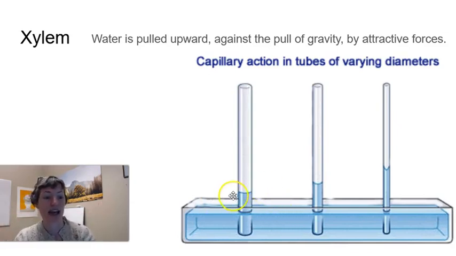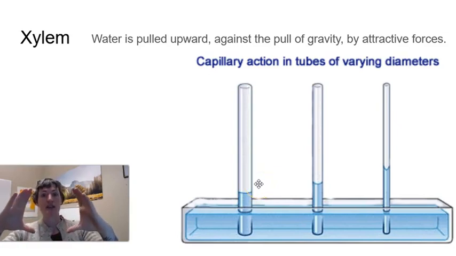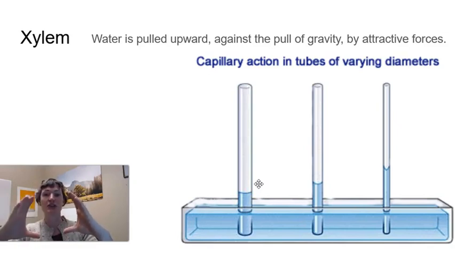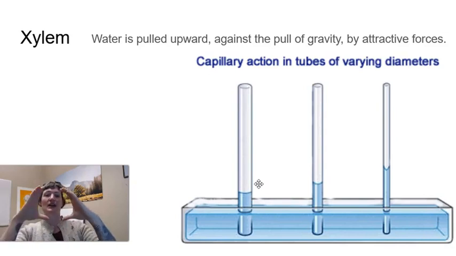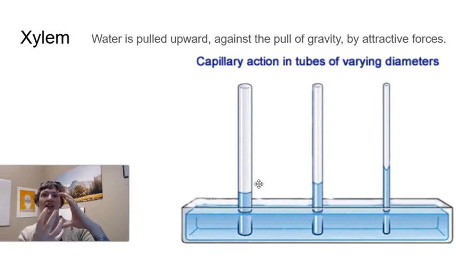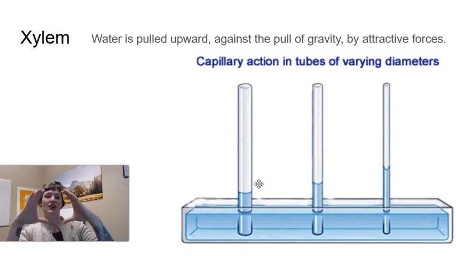So if we have a higher volume and a lower surface area for it to stick to, like in a wider tube, relative to the amount of water that's in there, there's less surface of the tube for it to stick to. We get more cohesion that's causing the water to stick together, but not enough adhesion to work against gravity.